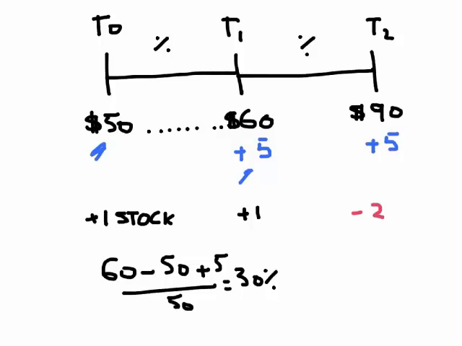Now for the second year, there are two ways the calculation can be done. It can be done for the overall investment, or on a per share basis. Both will give you the same answer. So I am doing it on a per share basis, but doing it for the full investment will give you the same answer. For the second year, it is 90 minus 60 plus 5 divided by 60. That's important, not 50. Because for the second year, the beginning investment was $60. $60 was invested for 1 year.